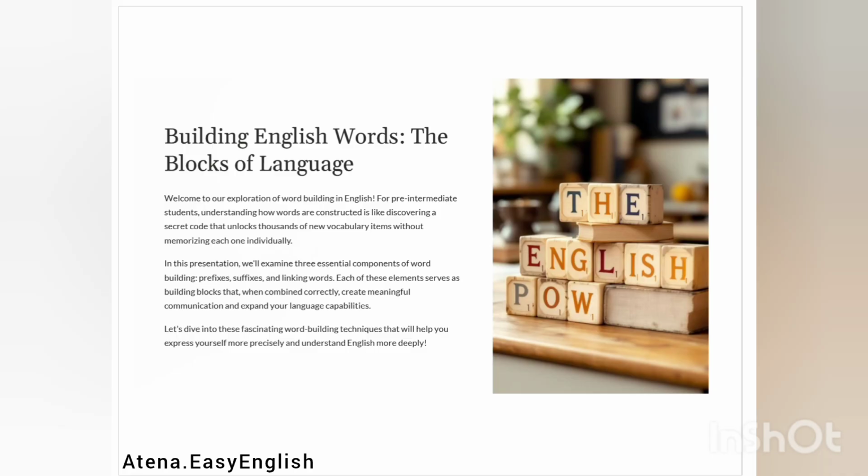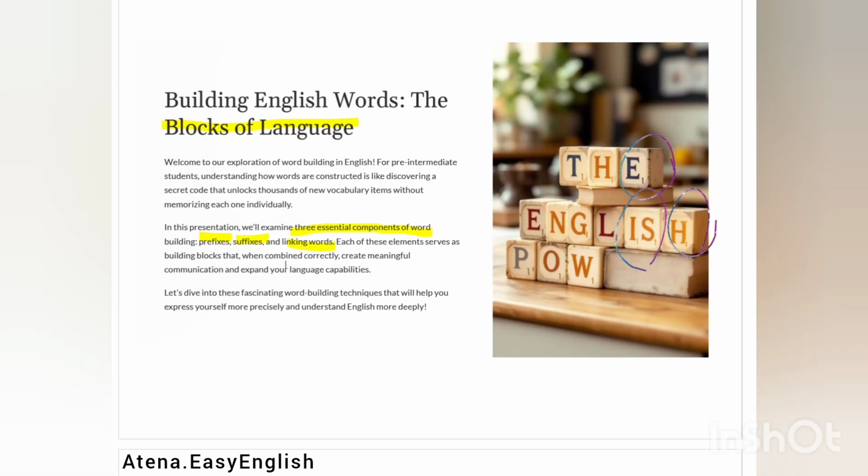So, building English words, the blocks of language. As you can see, here are the blocks of language. Imagine language like blocks, and each English word is a part of that block. So in this presentation, we will examine three essential components of a word: prefix, suffix, and linking words. These are all we want to talk about today. So don't miss this video. It's going to help you a lot in English.